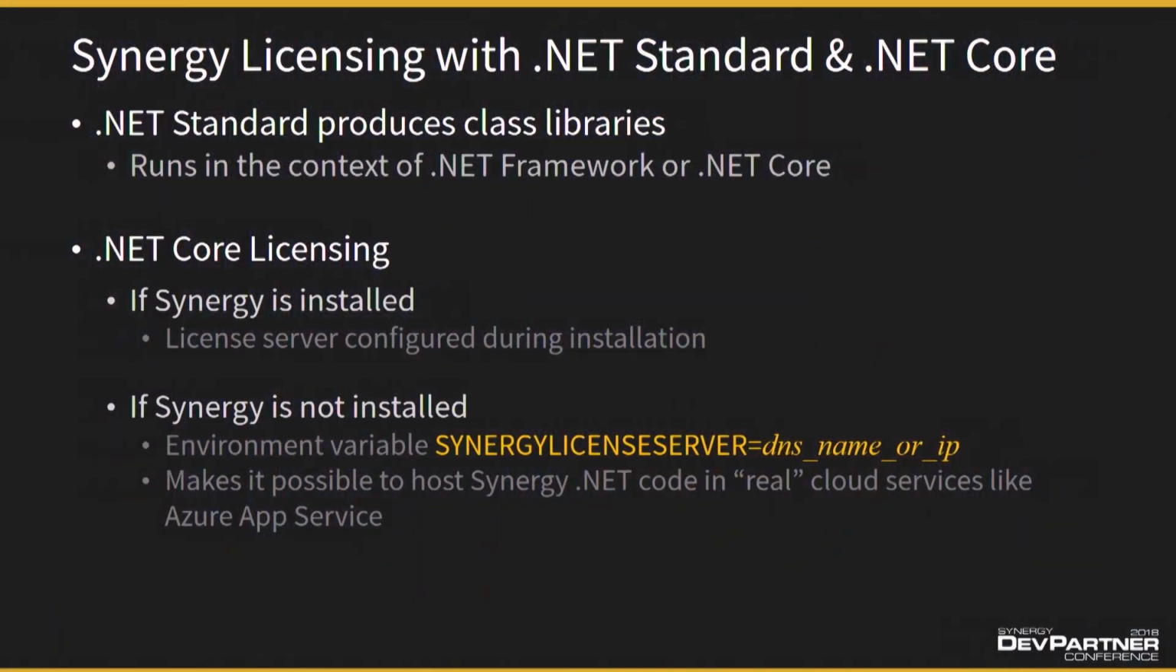If there is no Synergy installation on the machine where a .NET Core application is deployed, and remember, there doesn't have to be for the app to run, because chances are the runtime and everything is in the package, it still needs to get a license from somewhere. So you do have the opportunity now of setting an environment variable, Synergy license server, and pointing it to the IP address, or better, the DNS name of your license server, and it will go off and get licenses from that Windows license server.